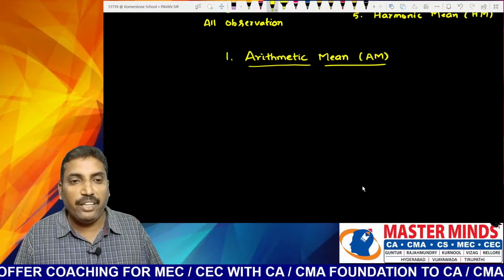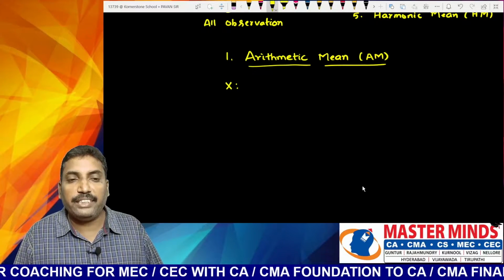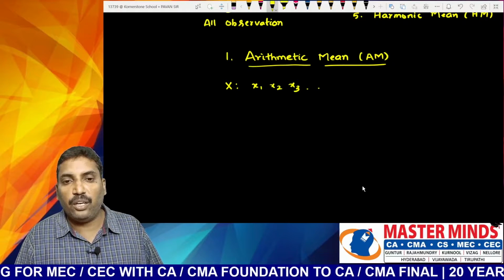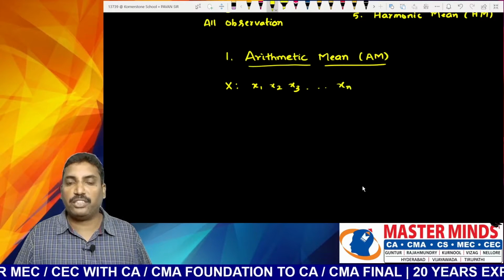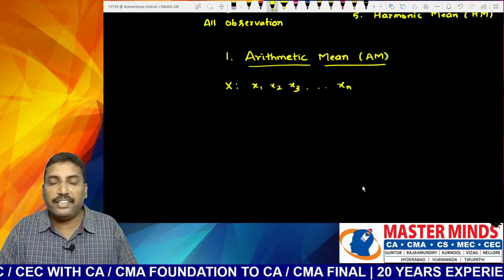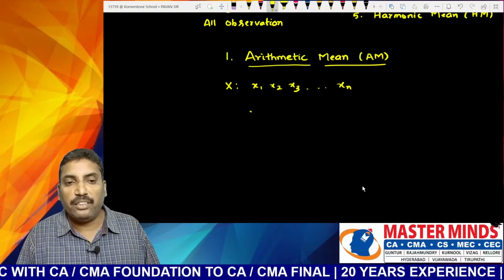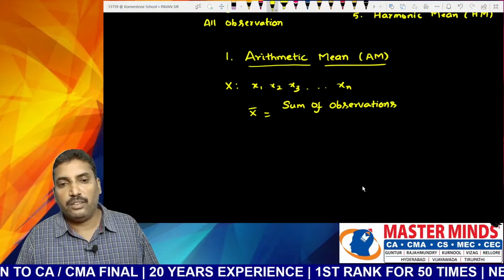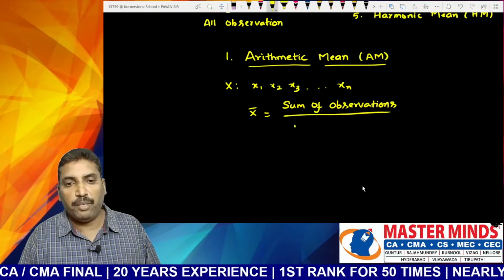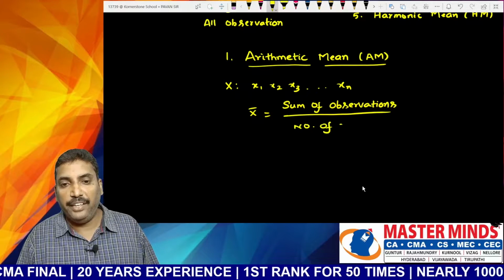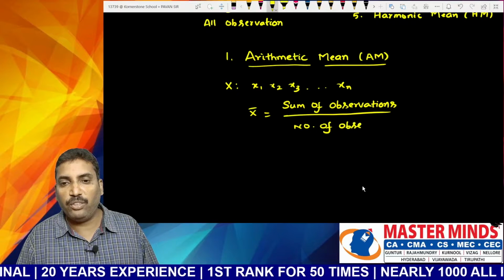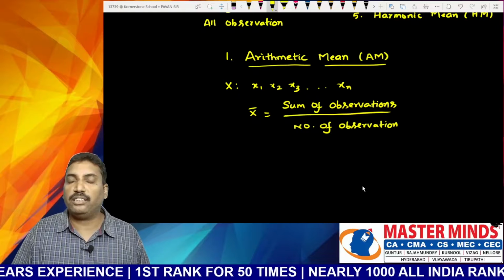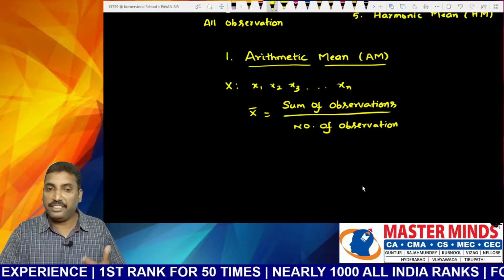Suppose we have x as a variable, taking the values x1, x2, x3, and so on up to xn. Let there be n observations. So how can we calculate the arithmetic mean? The arithmetic mean x bar is equal to the sum of observations divided by the number of observations. And remember a very important point: sum by count is nothing but the mean only.